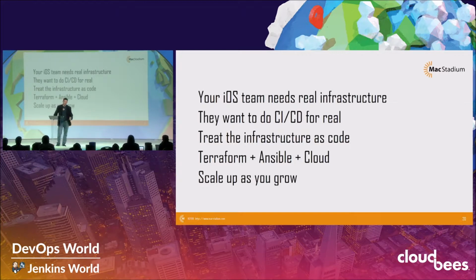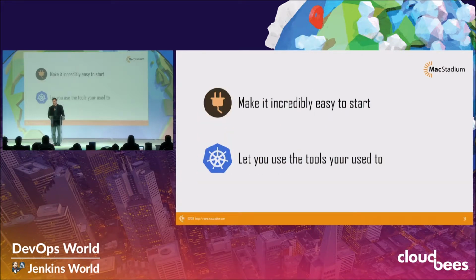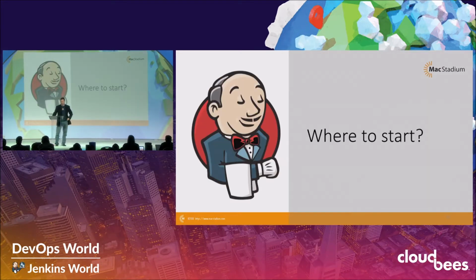So what can we do, and what can we do together, to make this a better world? Well, one, we're going to try to help contribute to the ecosystem with a plugin to make it incredibly easy to start. And two, we're going to try to software-enable this world a little bit more so that you can use the tools you're used to to drive that kind of technology. So where do we start?